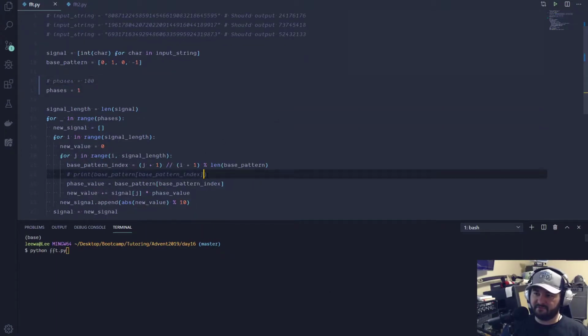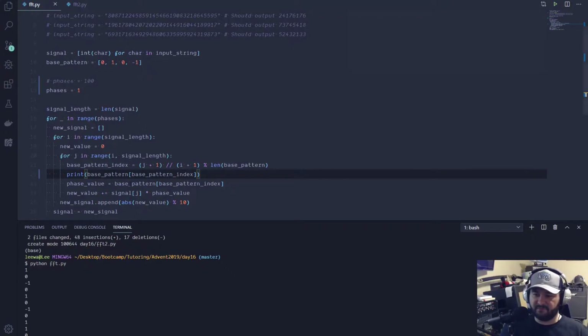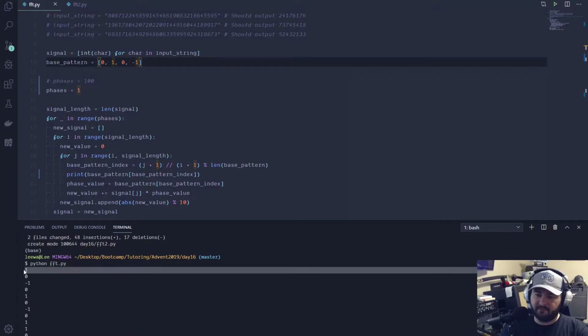And what I want to do is show you this base pattern real quick. So if you look at this, you can see it starts out, this is also going to account for the shift left of the pattern. So remember, for the first one, we don't want to start at 0, we want to start at 1. So you can see it does, for the first digit, 1, 0, negative 1, 0, 1, 0, negative 1, 0, 1. So this should be 8 digits. So 1, 2, 3, 4, 5, 6, 7, 8. So 0 is going to be the last one.